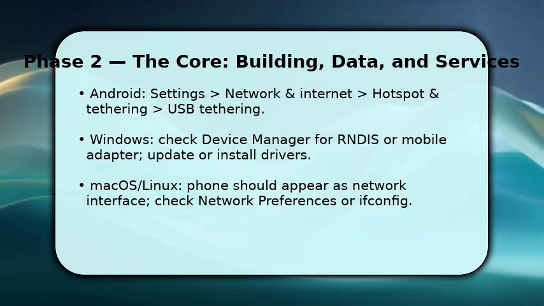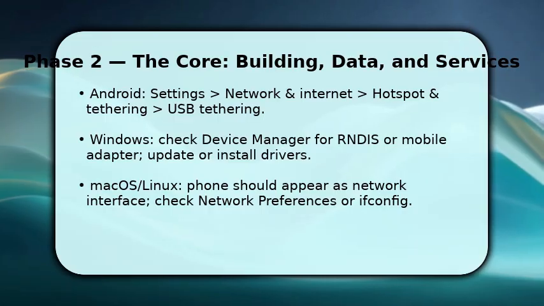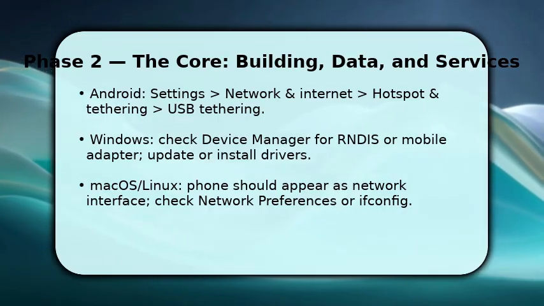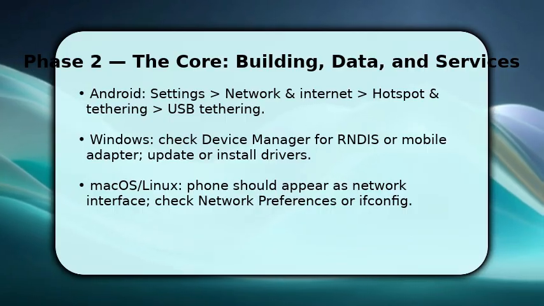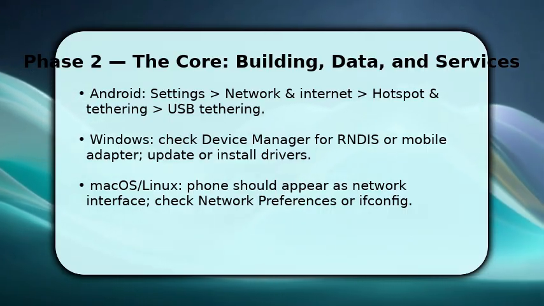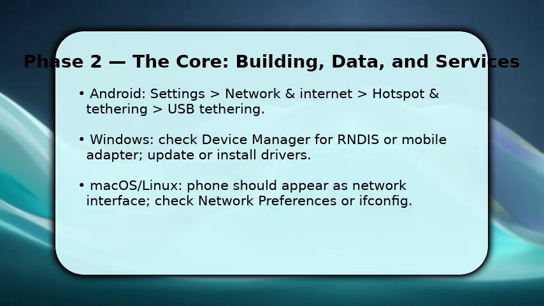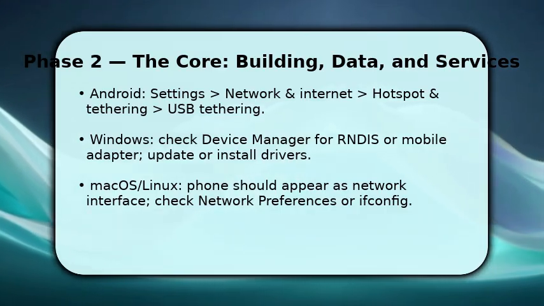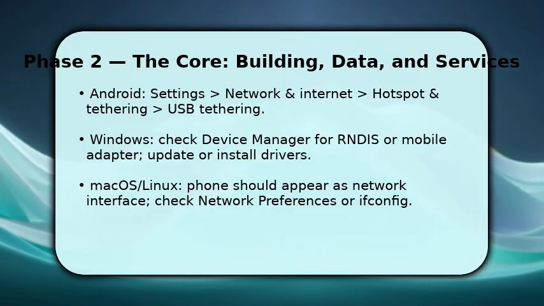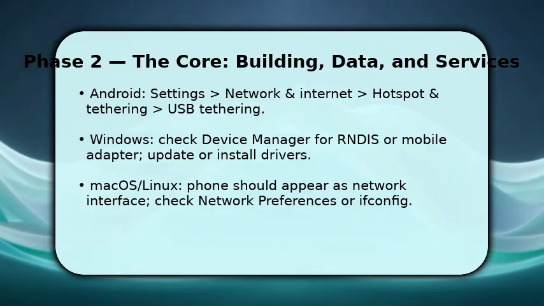Then, on the computer, verify the new network adapter. Windows often names it RNDIS or a mobile broadband adapter and may need a driver update. On Mac OS or Linux, look in Network Preferences or use ifconfig. Once drivers and interface are active, the OS will route traffic through the phone's mobile connection.